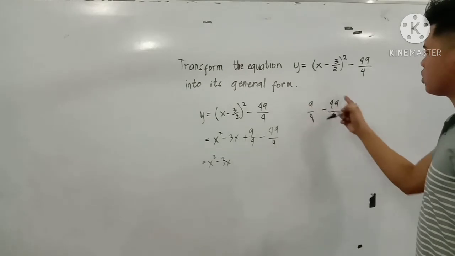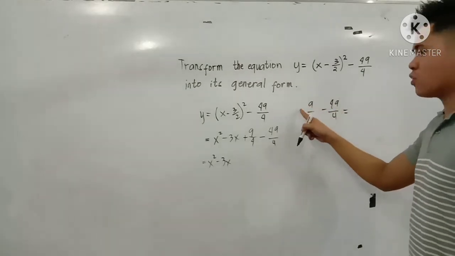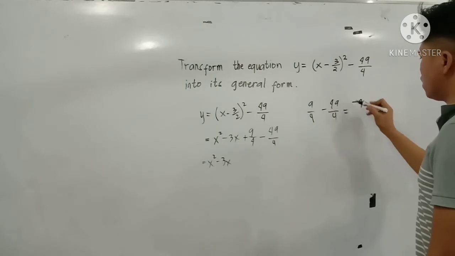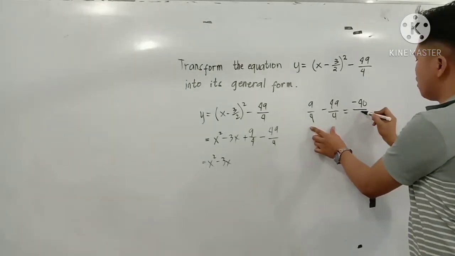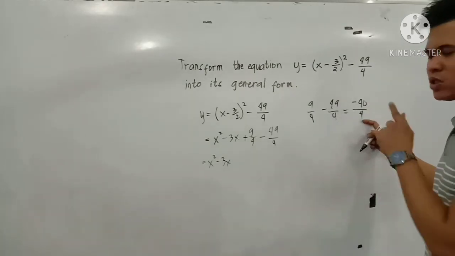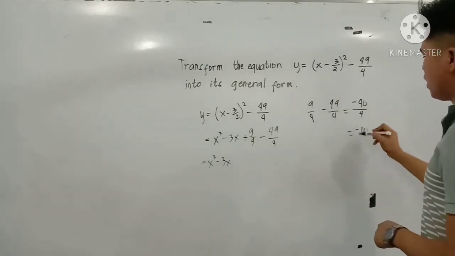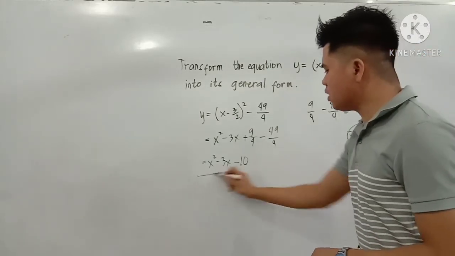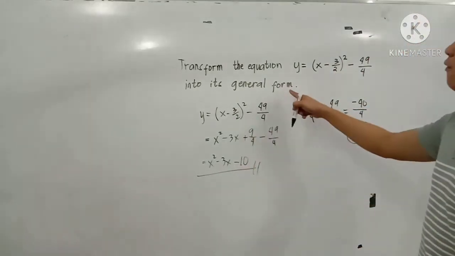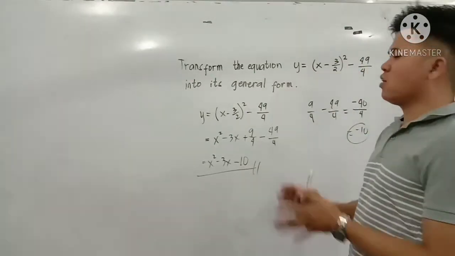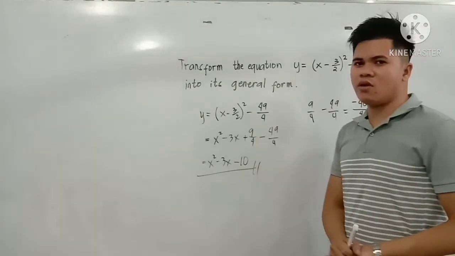Automatically just subtract the numerator. So 9 minus 49 will give us negative 40. Then just copy the common denominator, 4. Then negative 40 divided by 4 is negative 10. And this is our constant here. And this is the general form of this given equation. Simple as that. So I hope this is clear.